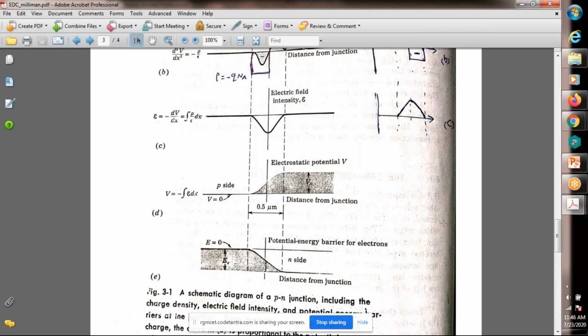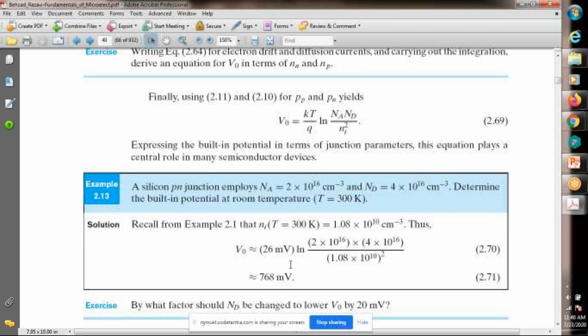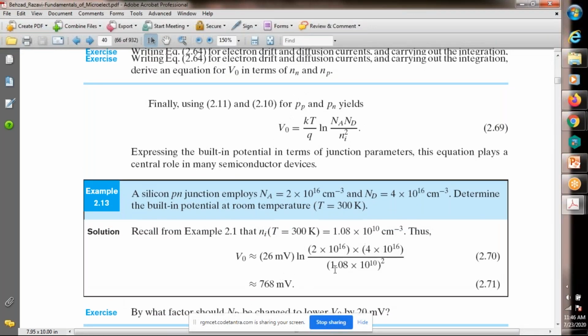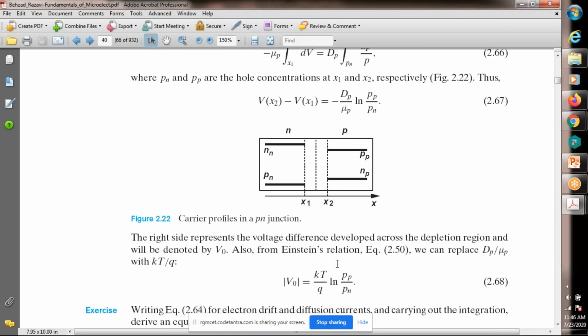How much voltage? That voltage is derived in the Razavi textbook, right? That voltage is equal to 768 millivolts, right? Okay, this is about the PN junction, open circuit PN junction.